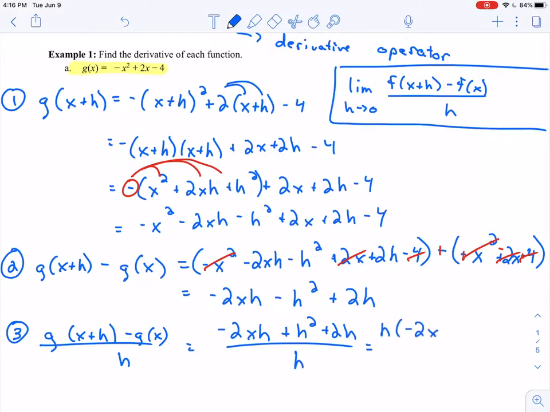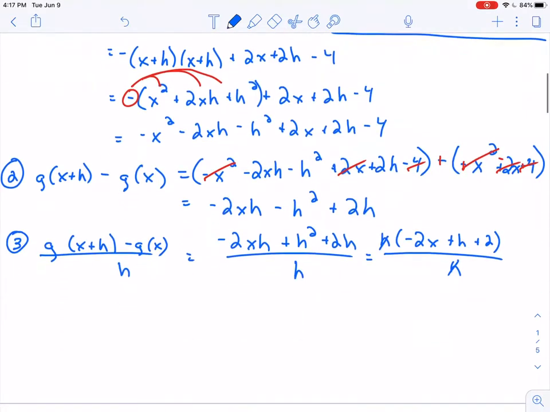So negative 2x plus h plus 2, all of this divided by h. And then look at that, h in the numerator, h in the denominator, those two cancel. So then step 4 says, all right, now let's take the limit as h approaches 0 of the whole thing, of g of x plus h minus g of x, all of this divided by h.